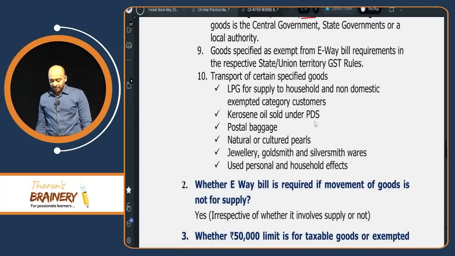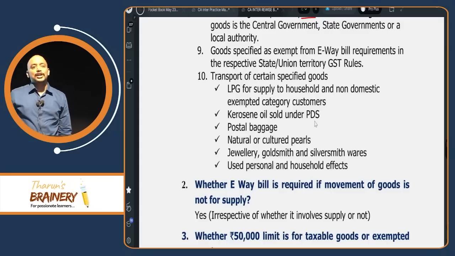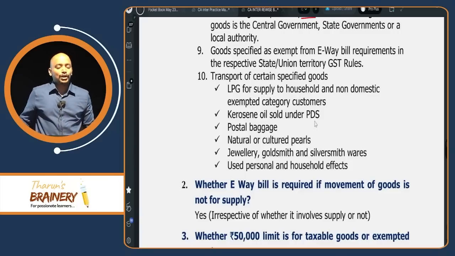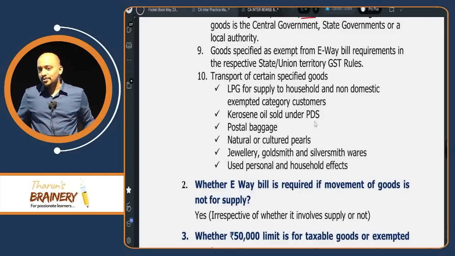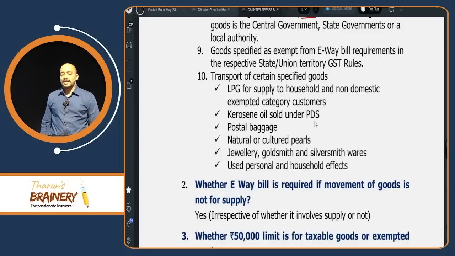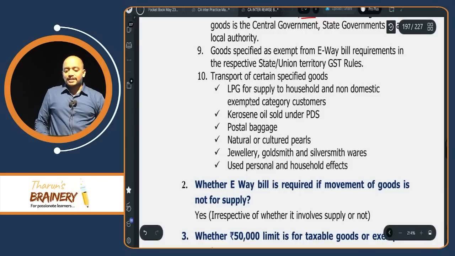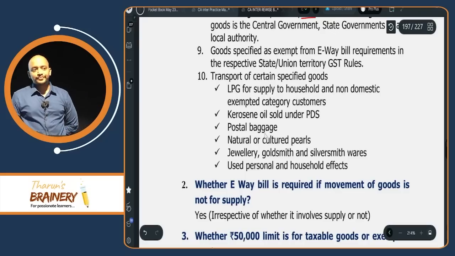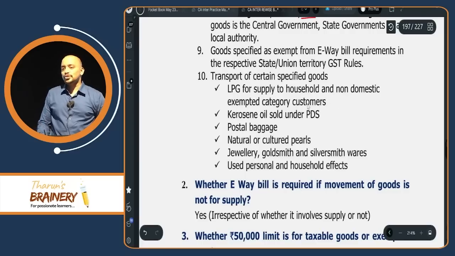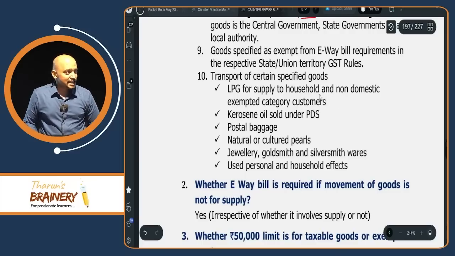Then goods specified as exempt from e-way bill requirement in the respective state or union territory. So states also will give some goods as exempted from e-way bill. For example, in Tamil Nadu, rice is given as notified goods. Means transportation of rice from one place to another place does not require e-way bill. Like that, states will specify some goods, for which e-way bill is not required. Then some goods are specified by central government. LPG for supply to household and non-domestic exempted category customers. So which cylinders? Household, red color or blue color? Red color cylinders do not require e-way bill, but blue color cylinders require e-way bill.